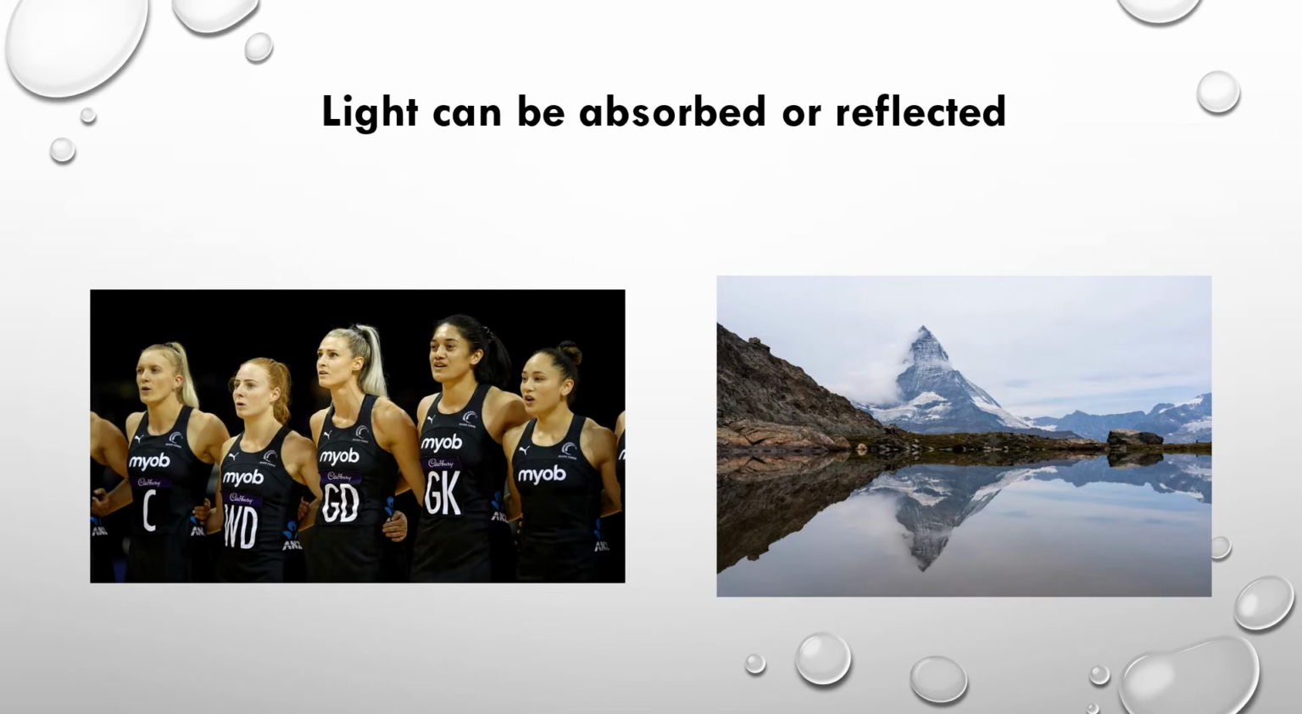Another property of light is that it can be absorbed or reflected. Now we can see the picture of some netball players here with black singlets on, and you can see that the light is being absorbed. We can't see light coming off behind them or on their singlets, so that's one property of light. And if we look at the picture on the right, we can see that that peak is reflected on the surface of the water. So that's a second property of light, this idea that light can either be absorbed, taken in, and not given back out again, or it can be reflected, bounced back.